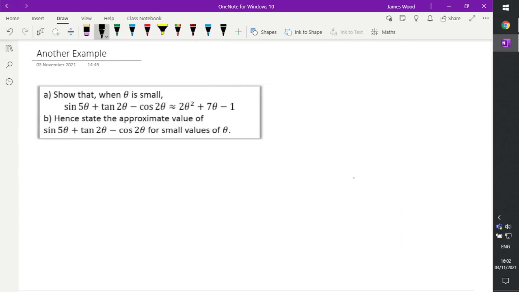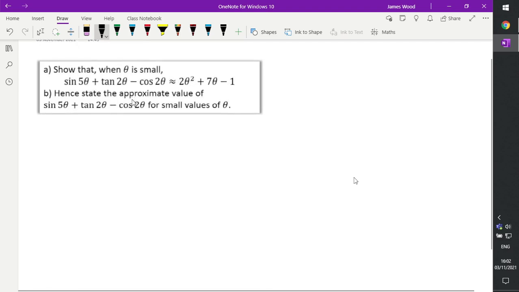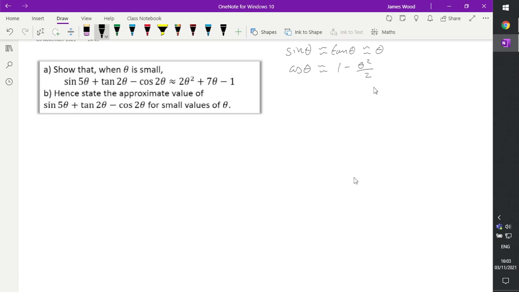Right, here's another example. Show that sin 5θ + tan 2θ − cos 2θ equals this. Let's just write down our approximations. sin θ and tan θ both approximate to the same thing: they both become θ. cos θ will approximate to 1 − θ²/2.